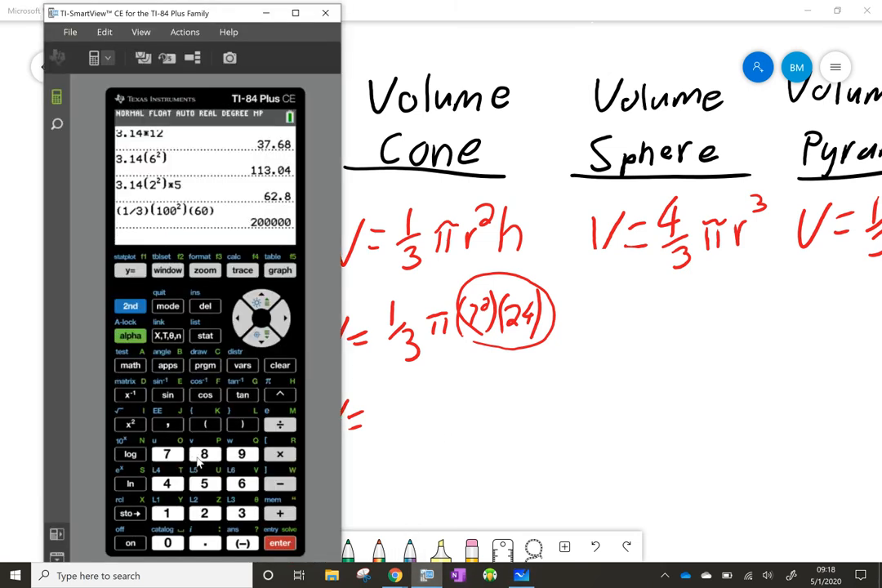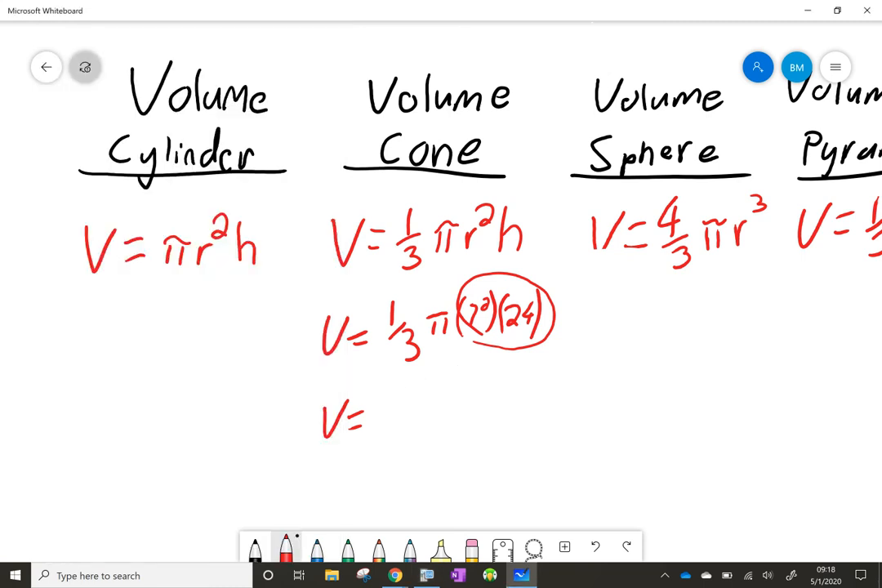So 7 squared is 49. You can type it in, 7 squared, if you want. 7 squared is 49, but 49 times 24, or 7 squared times 24, is 1,176. Okay, now remember we have the 1/3. So what we're going to do is take a third of that number. So let me do that in the next step.